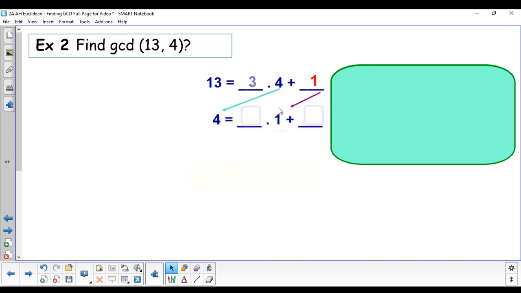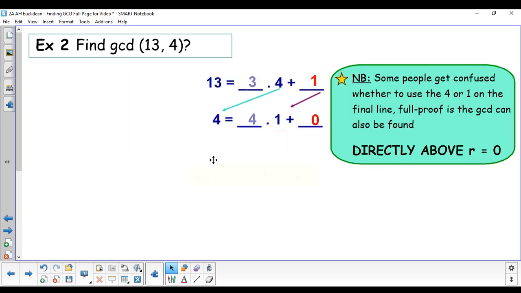And how many 4s are in? And you bring 1. 4 times 1 is 0. When you get to 0, that is you finished. And this is your greatest common divisor. Nothing goes into 13 and 4, it's 1.